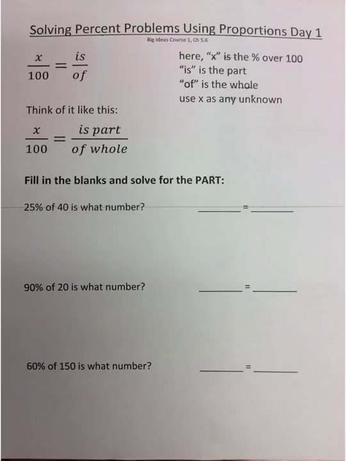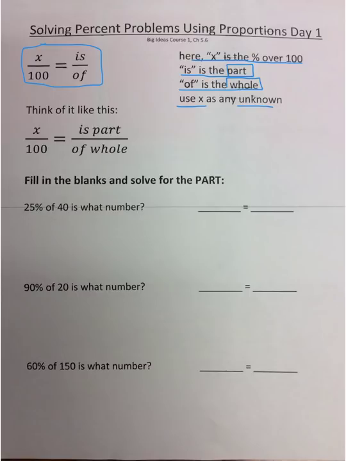When we do these, we use an equation that is a proportion. X over 100 equals is over of. X is the percentage that will go over 100. Is is going to be the part. Of is going to be the whole. And we're also going to use X for any unknown.